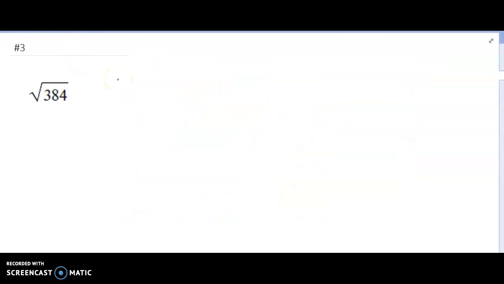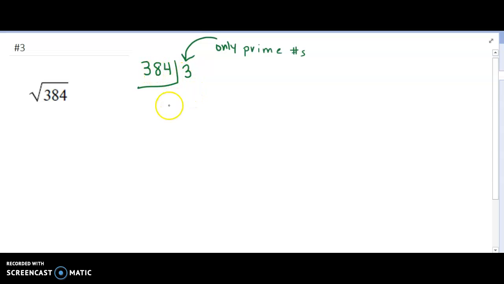All right, so let's look at example 3. We're starting with 384. Once again, I want only prime numbers here. So what's a prime number that goes into 384? You don't have to go in any specific order. I know 3 goes into 384. So 384 divided by 3 gives me 128.